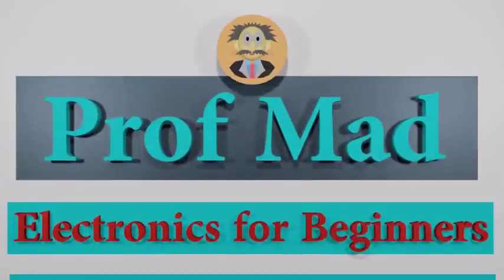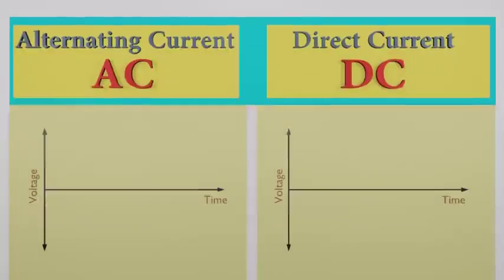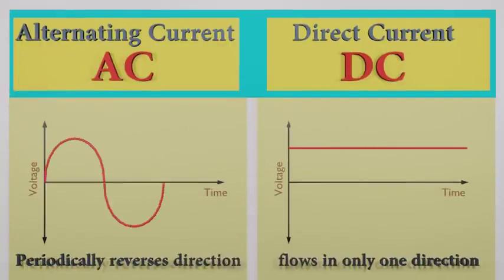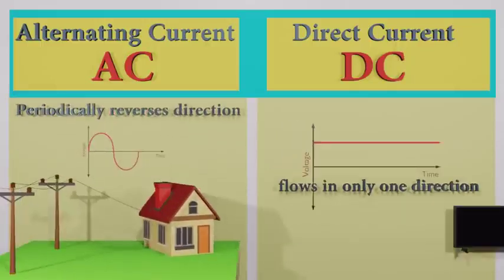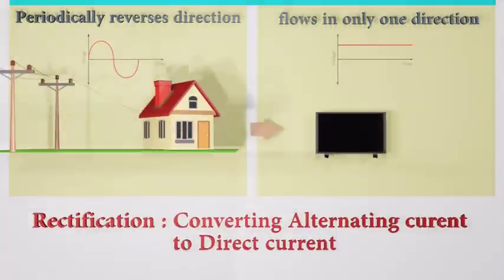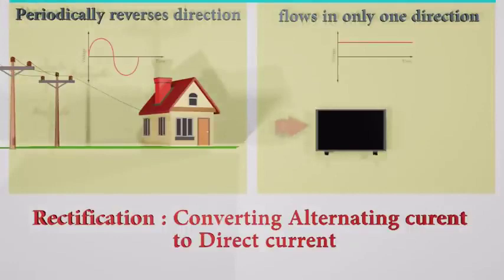Welcome to Professor Mad. We mainly have two current types that are widely used. One is alternating current, which periodically reverses direction. And the other is direct current, which flows in only one direction. Our homes get alternating current from the grid, but most modern electronic equipment uses direct current. So we need to convert the AC to DC. This process of converting alternating current into direct current is given the name rectification.